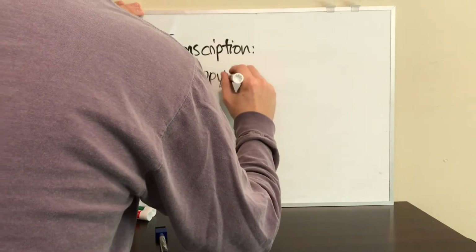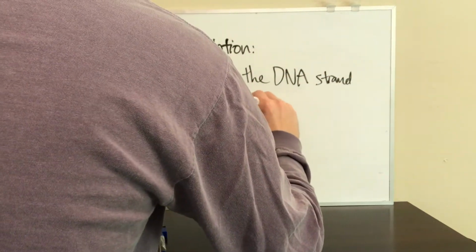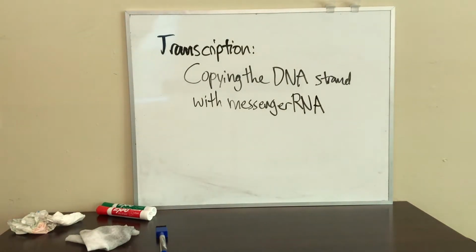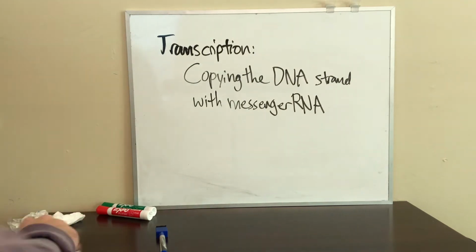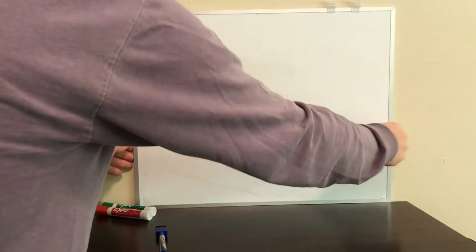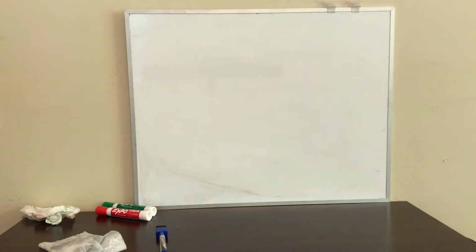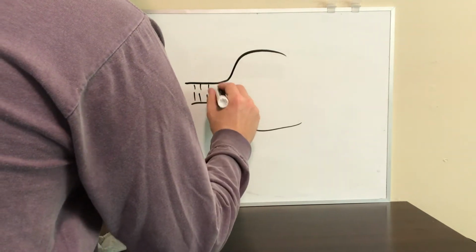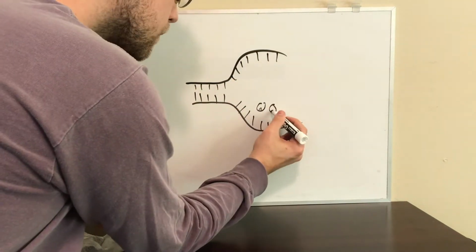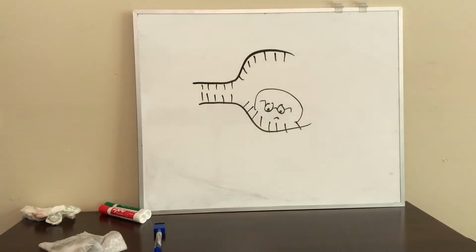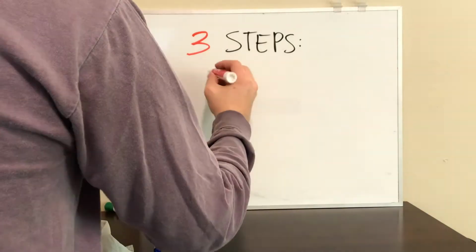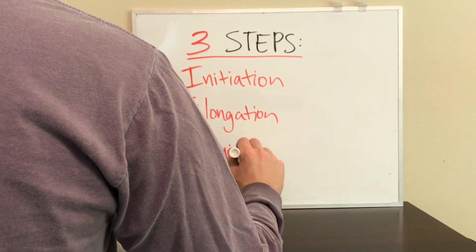The first step, like I said, is transcription, which is the copying of DNA sequence with messenger RNA. All right, copying the DNA sequence into a messenger RNA. This RNA is what leaves the nucleus and transports the code for the protein. It's the messenger. So that should be easy to remember. First, though, to make the DNA code readable, you have to split the DNA strands. All right, so we're going to split transcription into three steps: initiation, elongation, and termination.